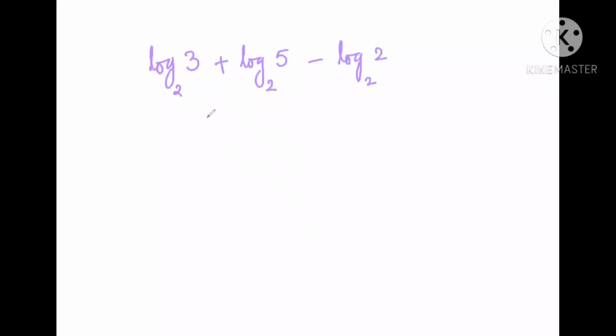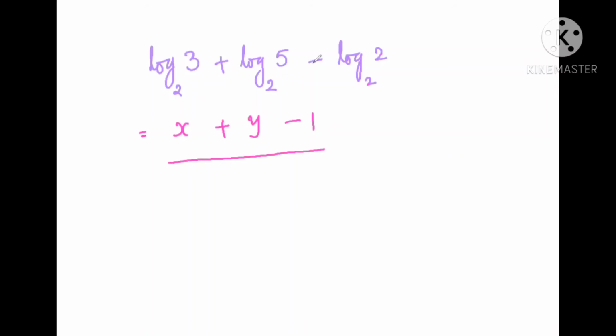Now let us substitute the values. Logarithm of 3 base 2, from the given conditions, is x and logarithm of 5 base 2 is y. And we know the value of logarithm of 2 base 2 is 1, because logarithm of any number to the same base is 1. So x plus y minus 1 is the solution of the given problem.